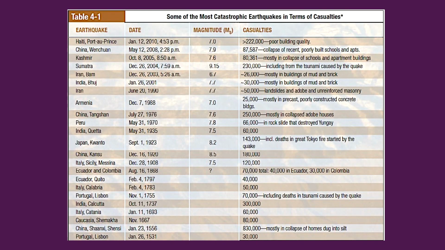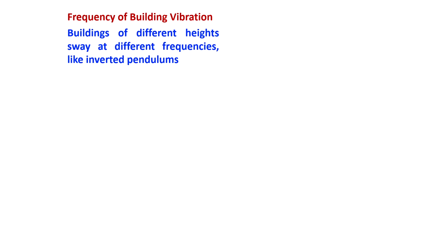So, these are some magnitudes of earthquakes and casualties which are shown here because of the poor quality of construction in many areas or many cities around the world. Now, further if we look at the frequency of vibrations, buildings of different height sway at different frequency like an inverted pendulum.